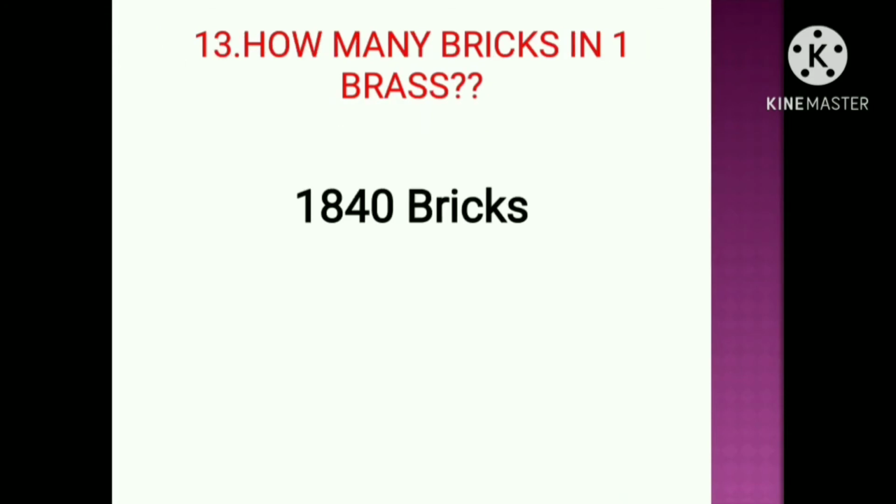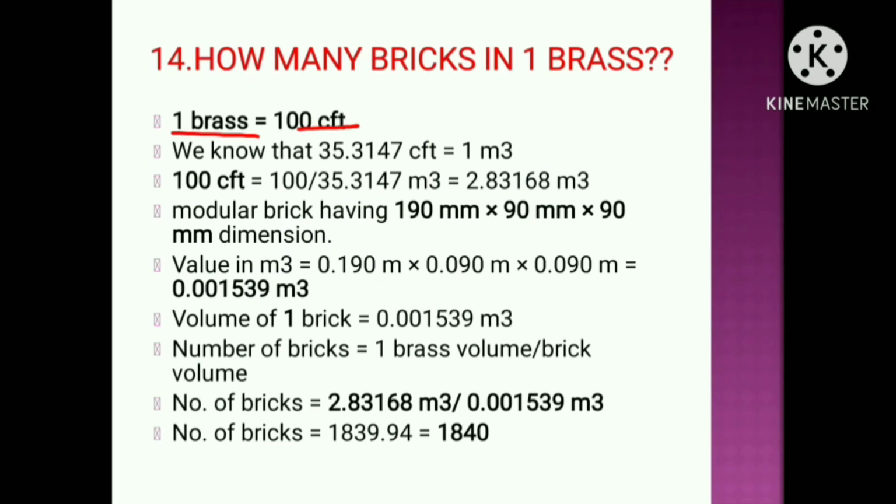How many bricks in one brass? So it is 1840 bricks. But how it comes? So the calculation is like that. We know one brass is equal to 100 cubic feet. And we also know that 1 meter cube is equal to 35.3147 cubic feet. So we can calculate 100 cubic feet is equal to 100 divided by 35.3147 meter cube. So we get 2.83 meter cube.